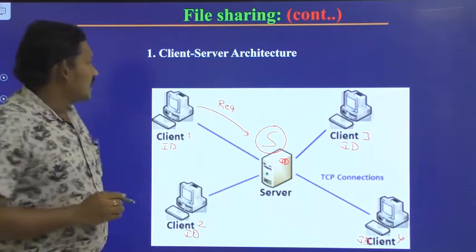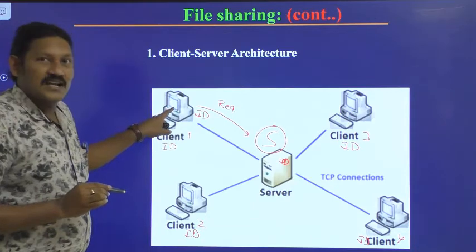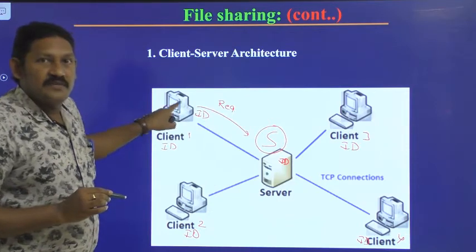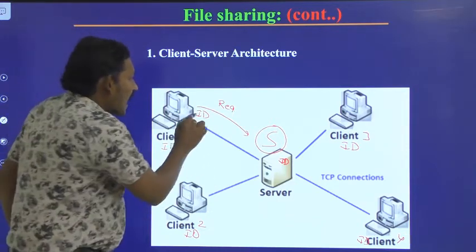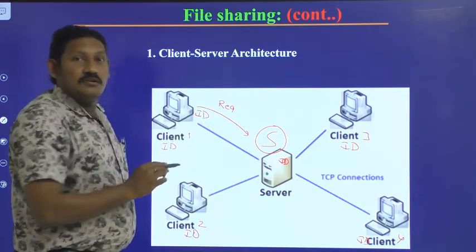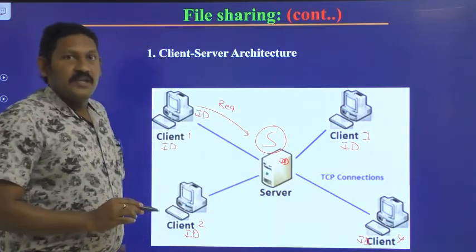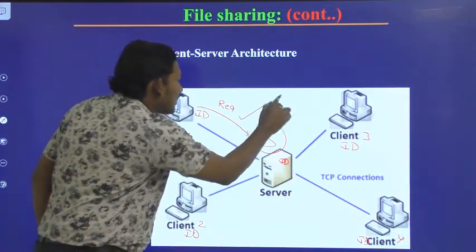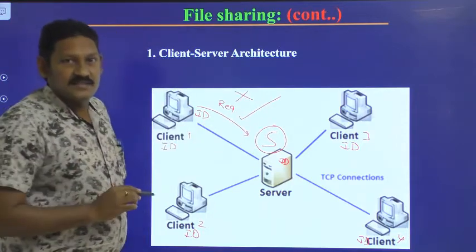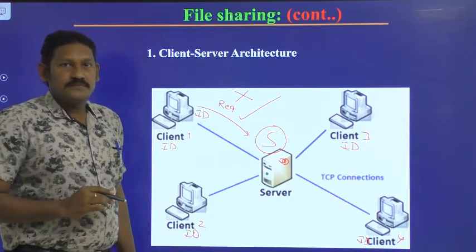The client will keep a request to the server to give permission for accessing that particular file. Now the server will check the ID of this client, the ID from where the request has come, and it will try to match whether this ID is available in the list of IDs it has or not. If it matches, then it gives permission. If it doesn't match, then it will deny the access. So this is what happens in the client server architecture.